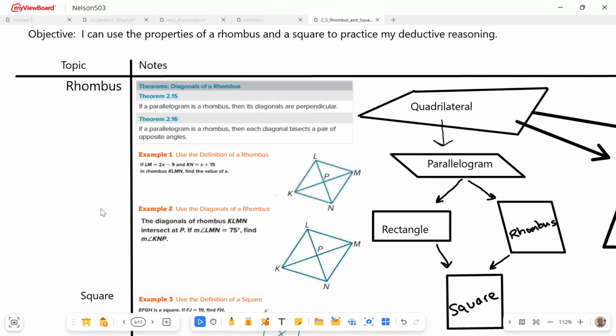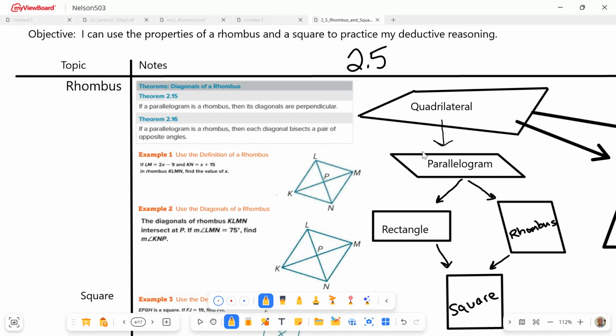Our notes are about rhombuses and squares today. We're talking about section 2.5, let's put that up at the top. Yesterday we were talking about rectangles, right? See right here, rectangles. Today we're going to be talking about rhombuses and squares.